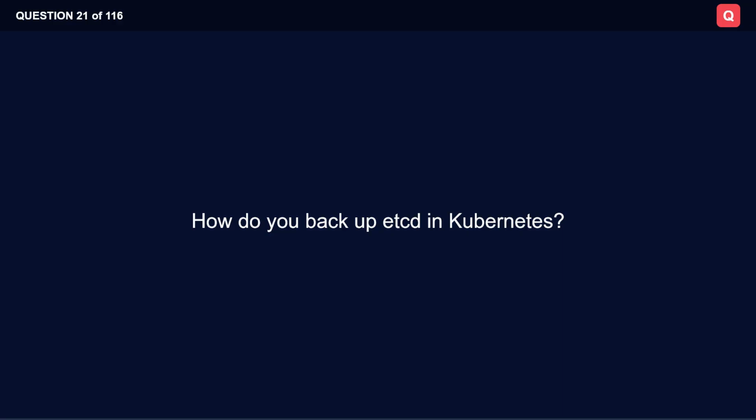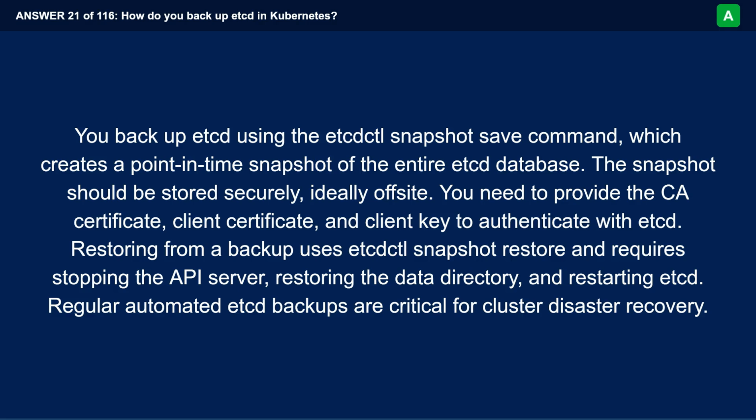How do you back up etcd in Kubernetes? You back up etcd using the etcdctl snapshot save command, which creates a point-in-time snapshot of the entire etcd database. The snapshot should be stored securely, ideally offsite. You need to provide the CA certificate, client certificate, and client key to authenticate with etcd.